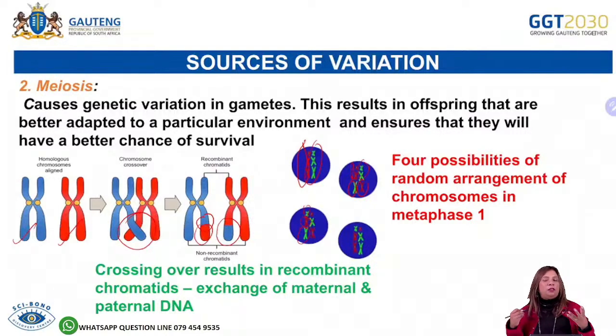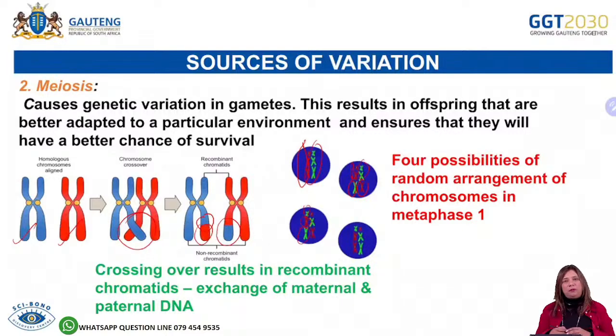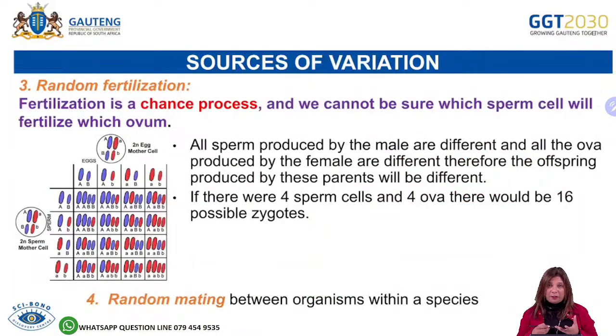Random means that it's in no particular order. There's no order followed. And this results in genetic variation. That means the offspring is going to be different. There are different scenarios for offspring here. So this is the source of variation. Remember, variation means that they become different. They're not the same.